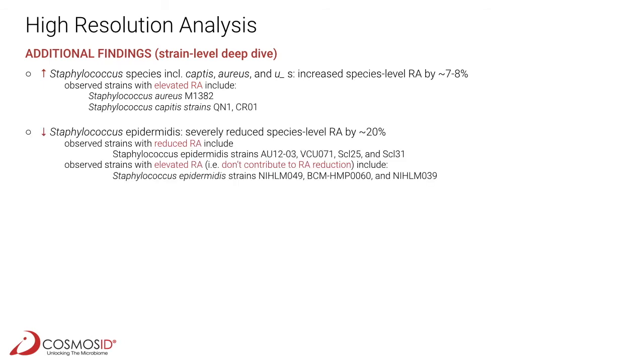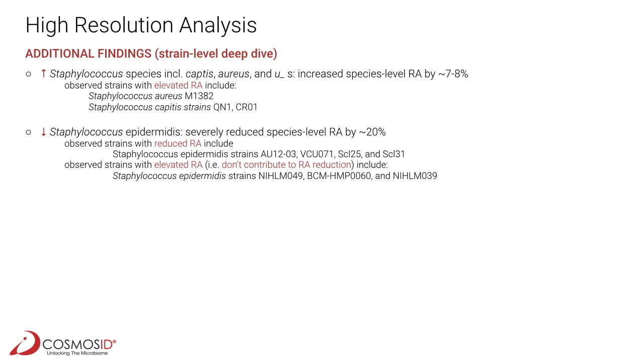For Staph epidermidis, which was severely reduced at species level by over 20%, strains that contribute to that reduction include AU1203, VCU071, SCL25, and SCL31. However, not all strains contribute to that severe reduction in abundance. There are also certain strains with distinctly elevated relative abundances, including NIH LM049, BCM HMP 0060, and NIHL M039.